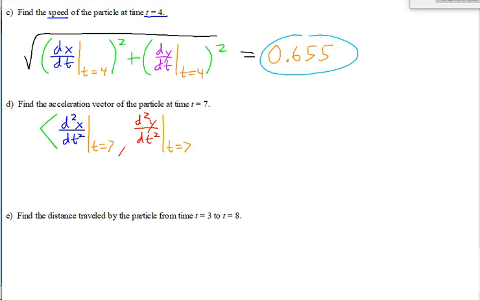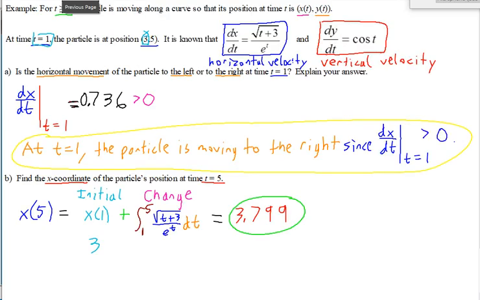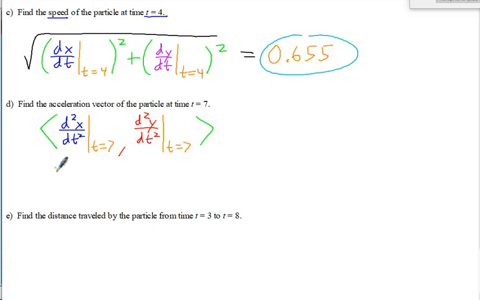So if this had been a without-calculator problem, we'd have to take the derivative by hand and then plug in 7, which you still could do here. You could take the derivative of this one using the quotient rule and chain rule, and the derivative of this one's pretty easy here. Or you can use your calculator to save you some time. So since this is a graphical calculator problem, let's go ahead and use our calculator on each of these.